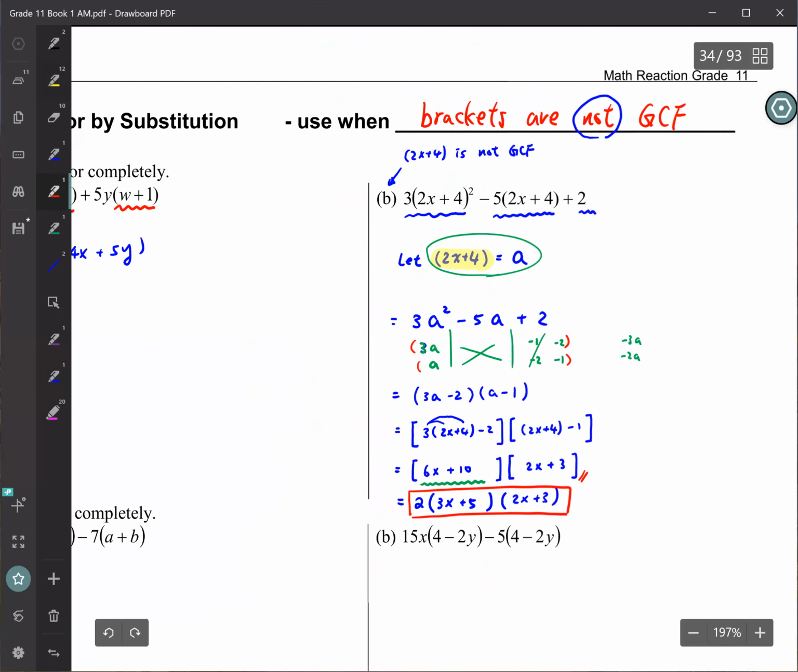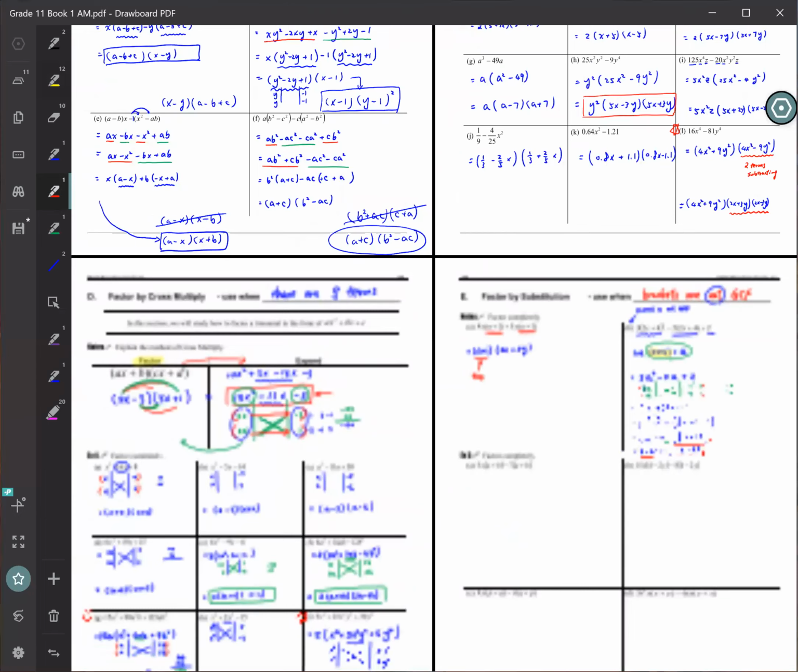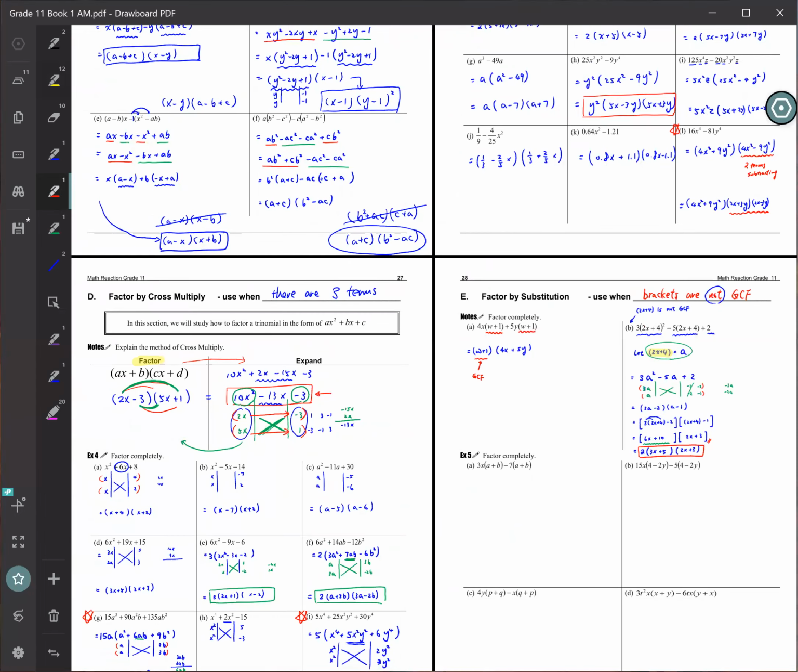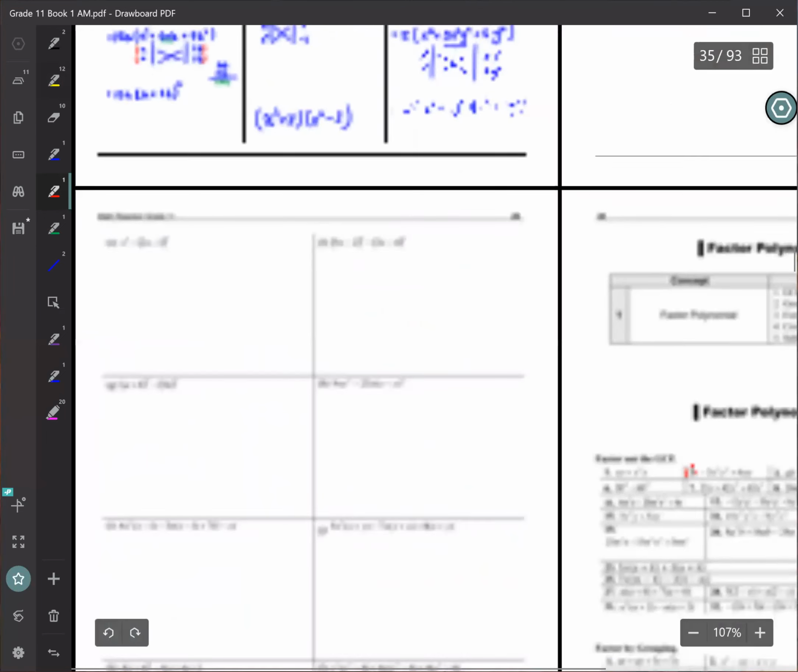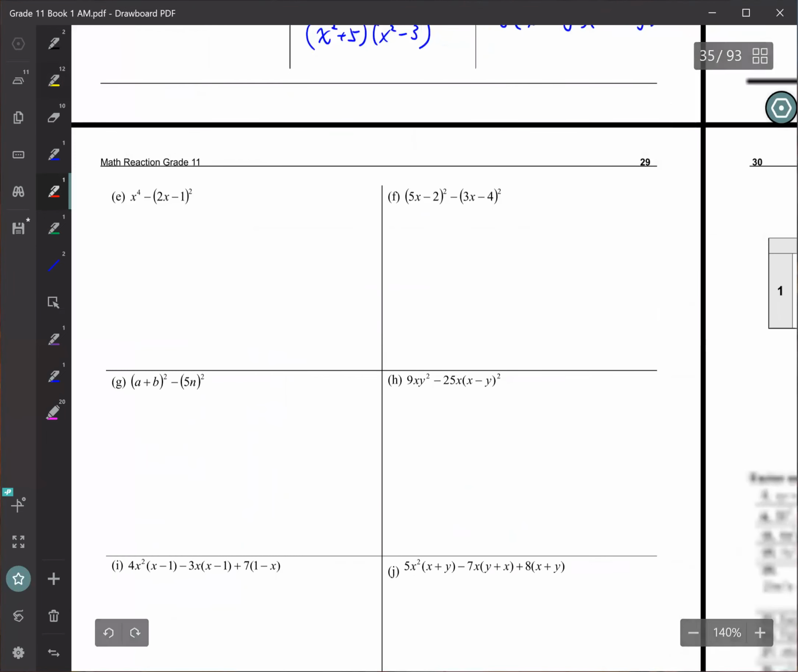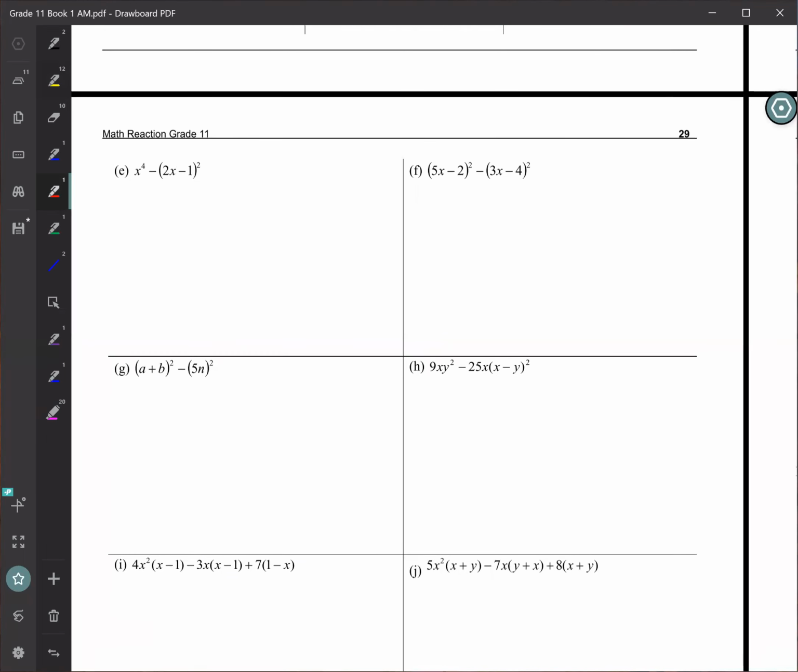Okay, so let's try another one. Let's take a look. Let me pick something that's a bit harder. We'll look at the next page. So let's say question F. Let's do question F together.